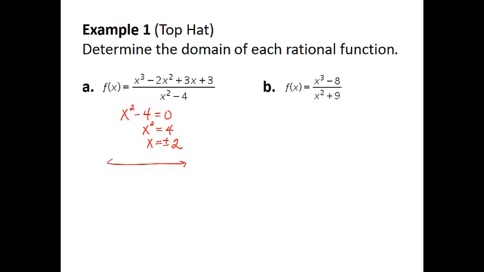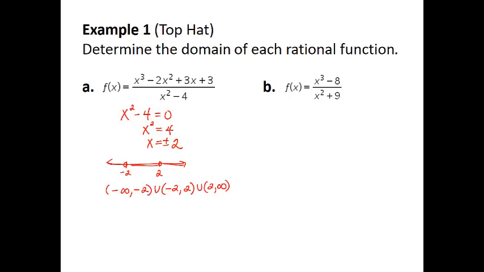So to indicate that we exclude negative 2 and 2, our domain would be negative infinity to negative 2 with a parentheses, union negative 2 comma 2 parentheses, union 2 to infinity. So every number on the number line except for negative 2 and 2.